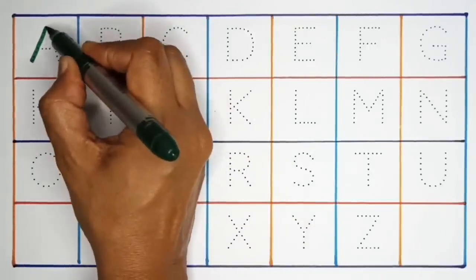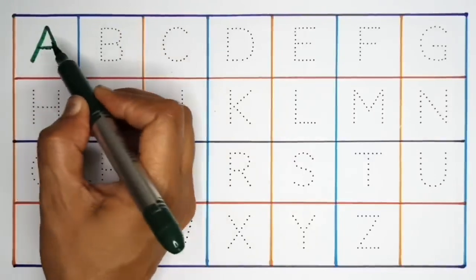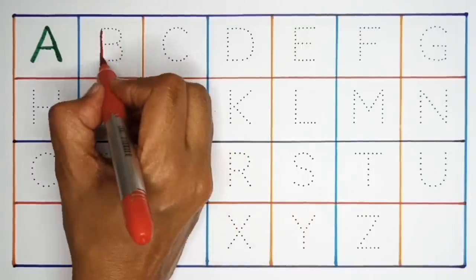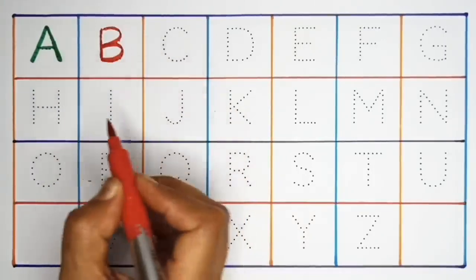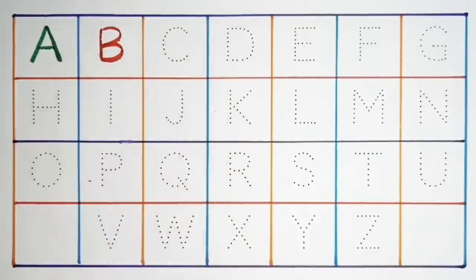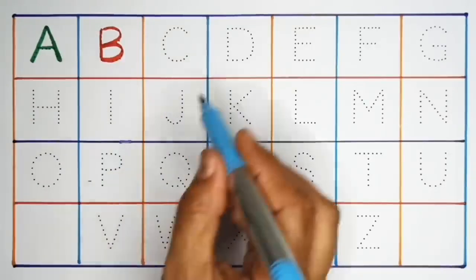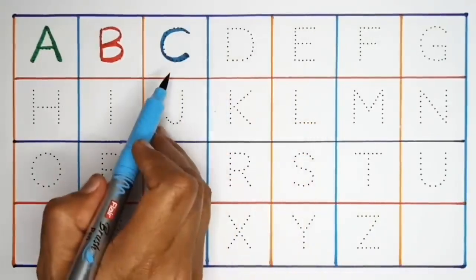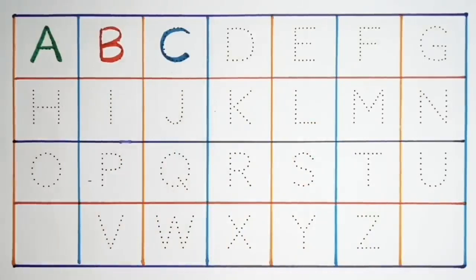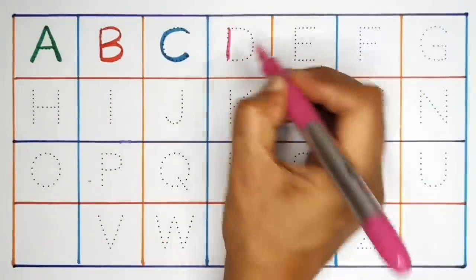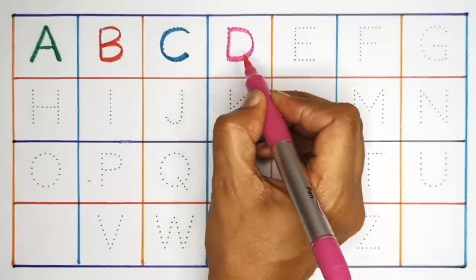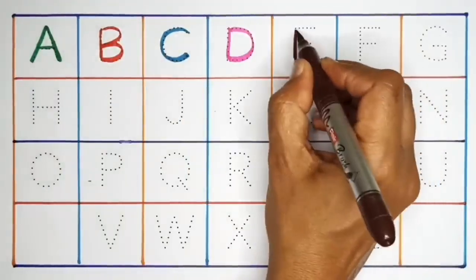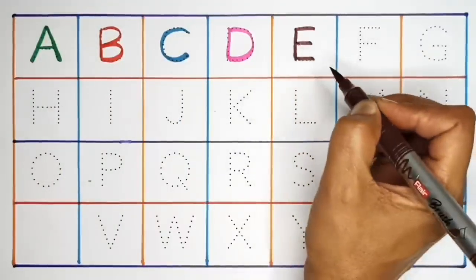A, A for apple. A. B, B for ball. B. C, C for cat. C. D, D for dog. D. E, E for elephant. E.